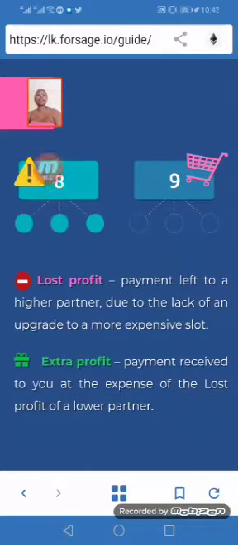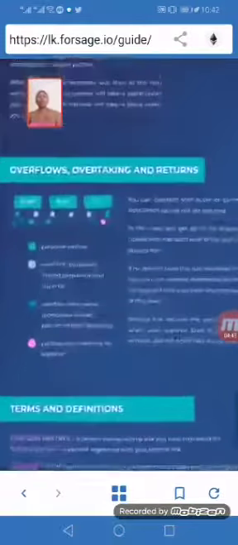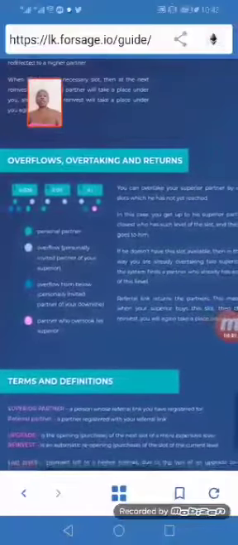You'll see this sign and you need to press this buy button. If it's red, it means lost profits, and if it's green, it means extra profits. Extra profits are payments received by you at the expense of the lost profits of your lower partner when you're upgrading. So over and above, this is how you see an overflow.